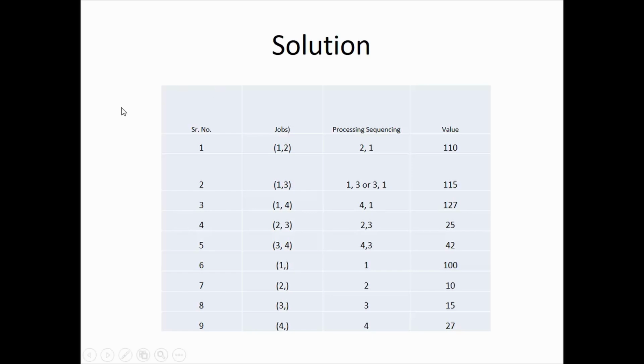Similarly, let's have a look at sequence number 6. Here we have a single job 1, because this is also a feasible solution, and here we are getting a profit of 100. When we take single job 2, profit is 10, sequence is 2 only. Then for the third, the value is 15, and when we take single job 4, profit is 27.